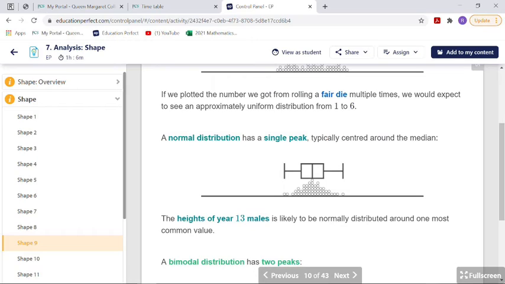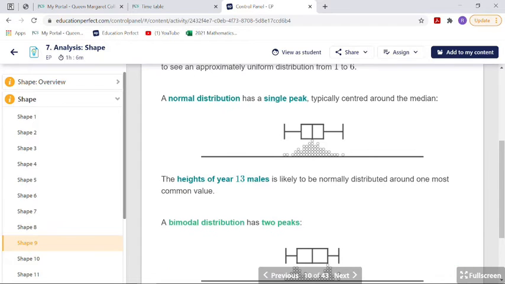Okay? Here we go. A normal distribution has a center peak. That means this one is centered around the median. We would expect that this is the height of 13-year-old males. You would expect it to be centered around the median because you're going to have some short ones, you're going to have some tall ones, but most people are going to be around the same height.